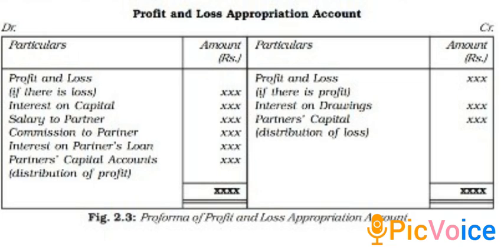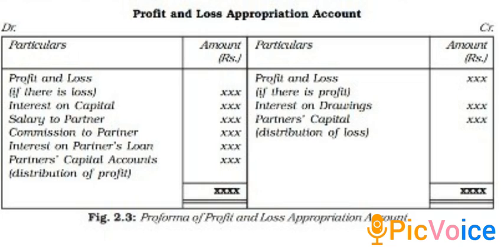Next one, commission to partners. This is also one type of loss. It means extra commission paid to the partners. Then interest on partner's loan. Suppose a company or a firm has taken a loan from a partner, on that loan the firm has to give interest to the partner. This is also one type of expense.